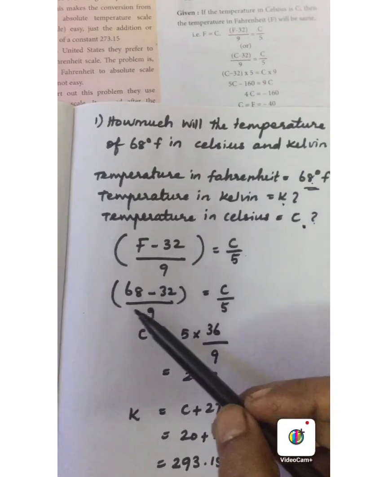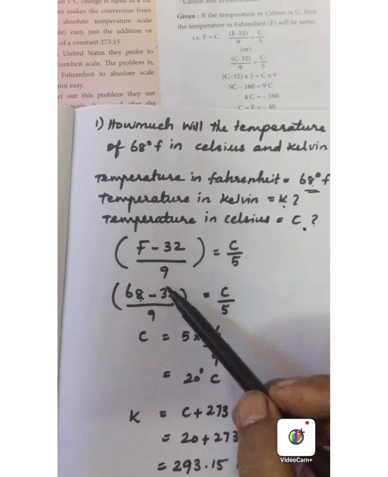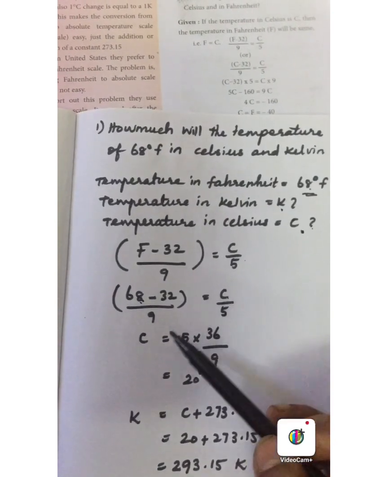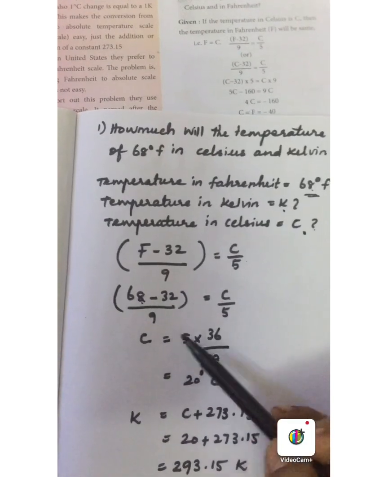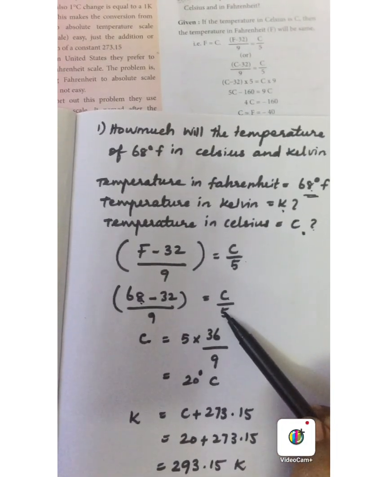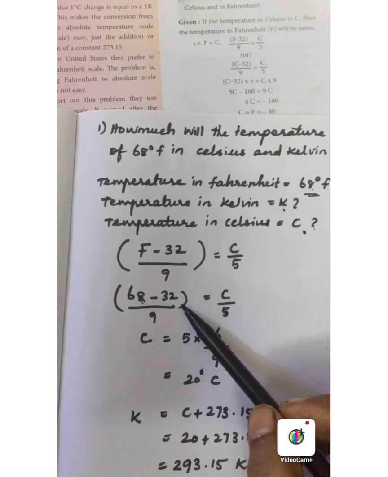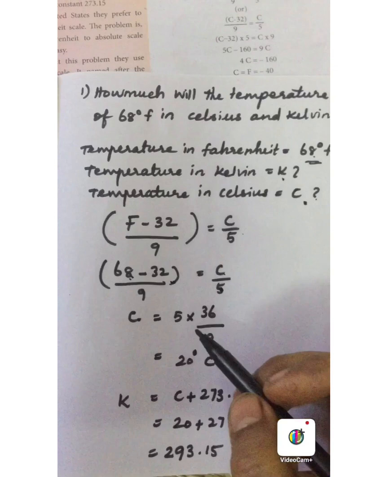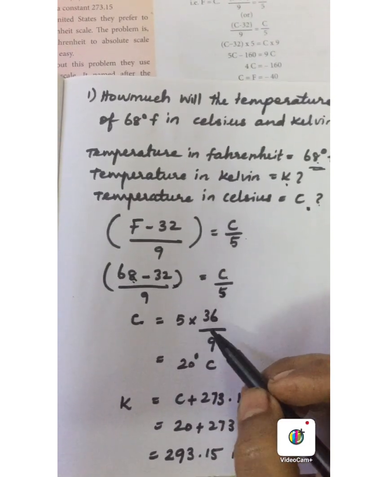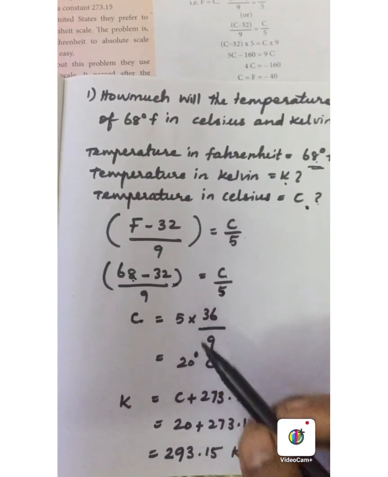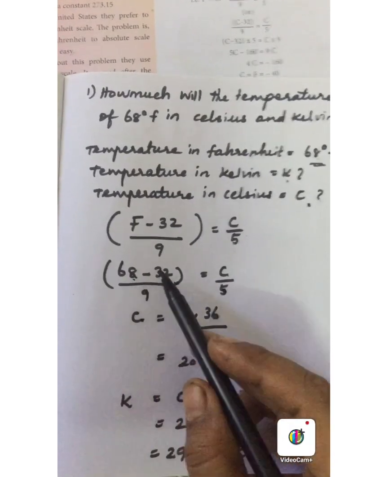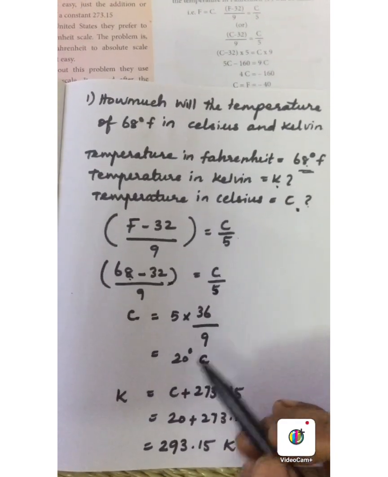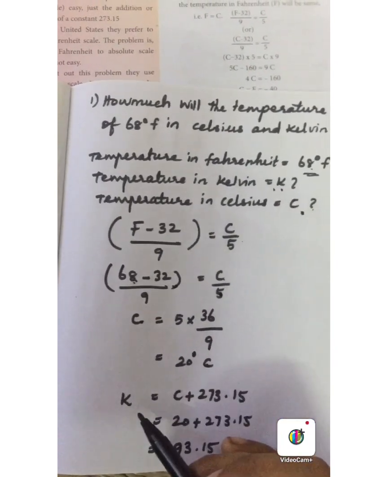Here the F value is 68. So (68 minus 32) divided by 9 is equal to C by 5. First we are going to find out the Celsius value. So C is equal to 5 into, when the division goes to that side, it changes into multiplication. So 5 into (68 minus 32), which is 36, by 9. 36 divided by 9 is 4. So 5 fours are 20. So 20 degrees Celsius.